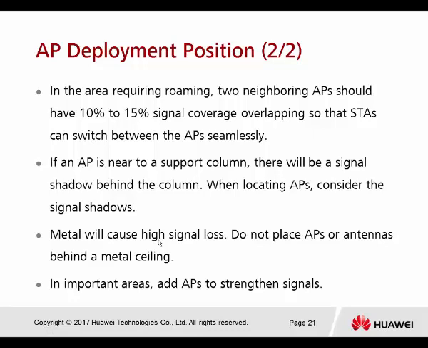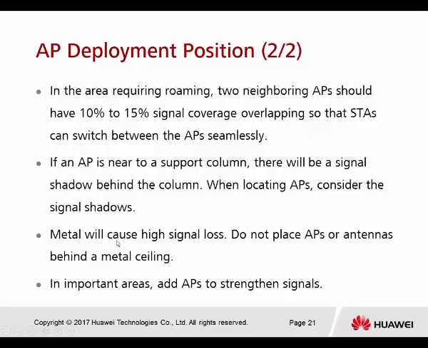In an area requiring roaming, 2 neighboring APs should have 10% to 15% signal coverage overlapping, so that the STA can switch between the APs seamlessly. So we have to do this for the overlapping area. And if an AP is near a support column, there will be a signal shadow behind the column. So when locating the AP, consider the signal shadow.